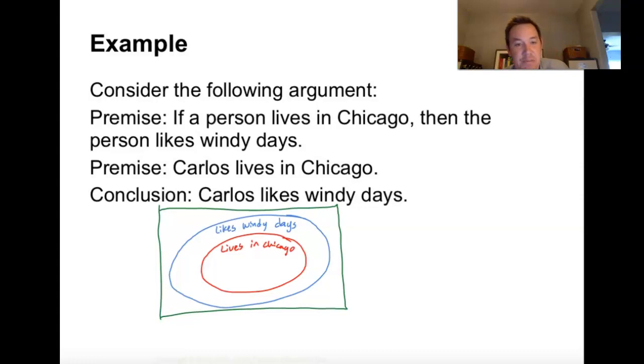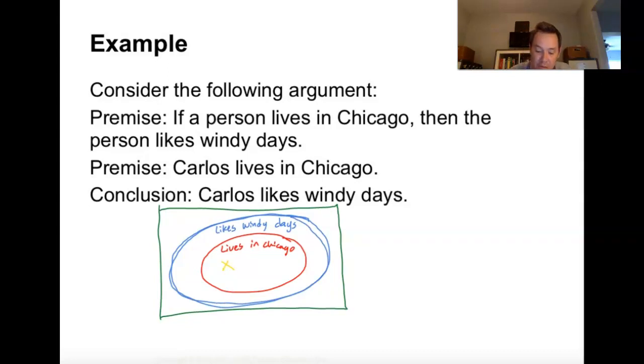And then we're going to place our X based off the second premise. Carlos lives in Chicago. So I can place Carlos an X straight inside that set of people who live in Chicago. And the conclusion is Carlos likes windy days. Well, as you can see, he definitely also falls within that likes windy days subset. So I would call this a valid argument.